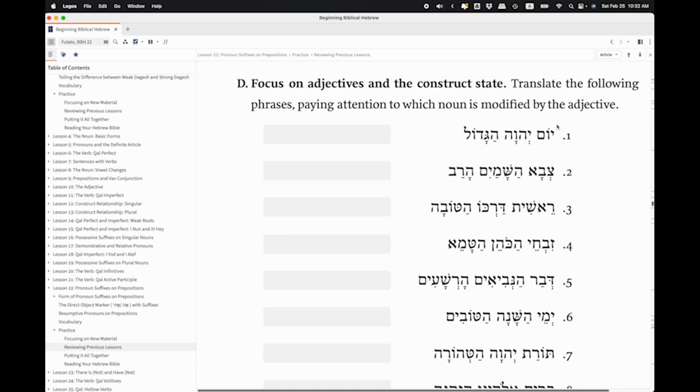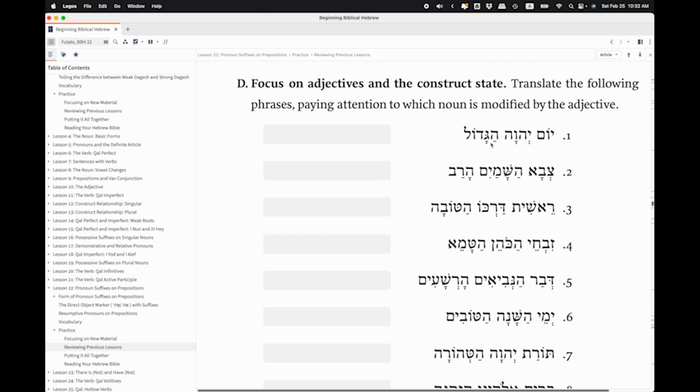We get the idea of day or time period, something like that. It is in construct. That's not obvious because the spelling of yom doesn't change when it goes in construct. It has an unchangeably long vowel. It does lose its accent, but the spelling looks the same. So Yom Adonai, you can think of as maybe a compound word in Hebrew.